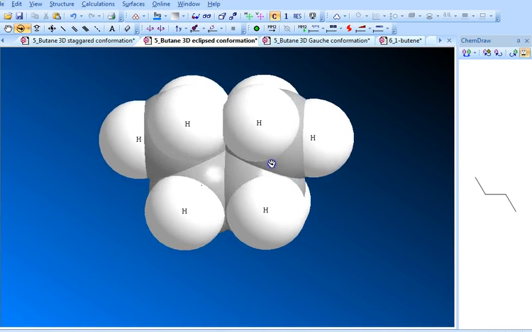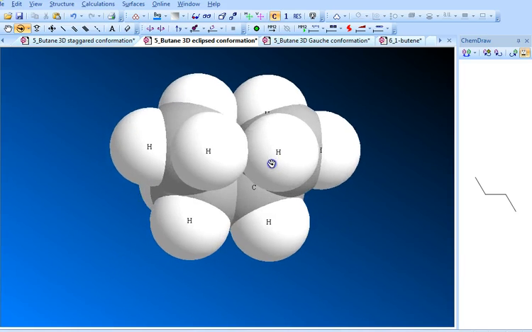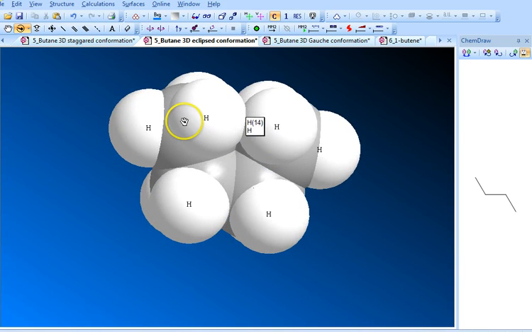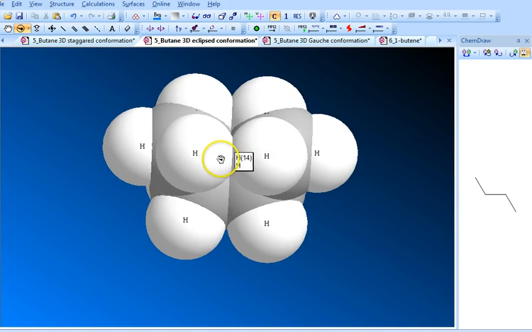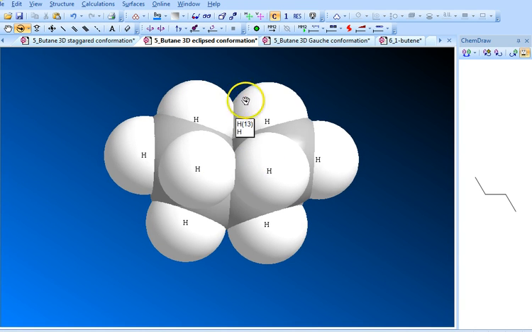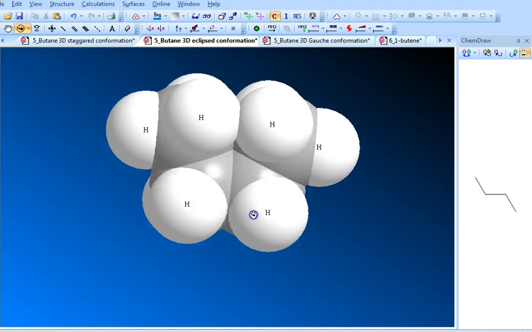Now do the same here, and here is the situation. This is the methyl group, and this is the methyl group that is up. That is eclipsing, and you see that these two hydrogens are pretty much invading each other's space.